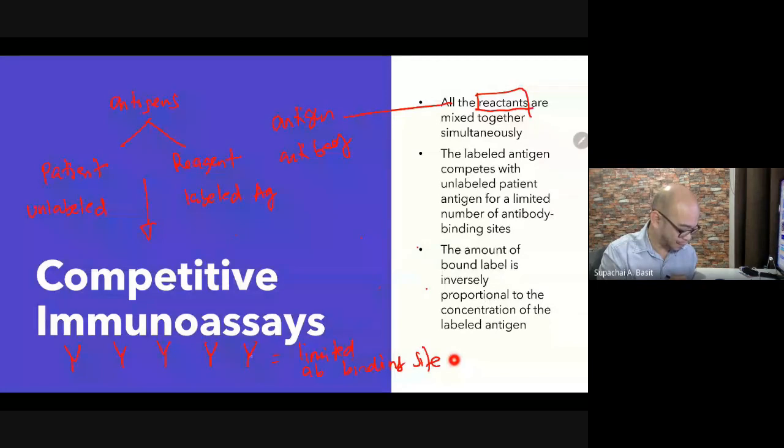Okay, so let's make an analogy. So konti lang yung mga babae, mas madami yung mga lalaki. So yung mga lalaki, they are competing for a limited number of ladies. So that could be an analogy that we can use.